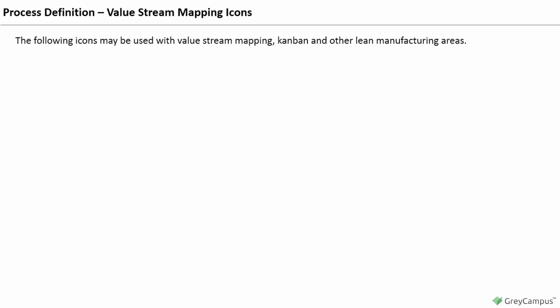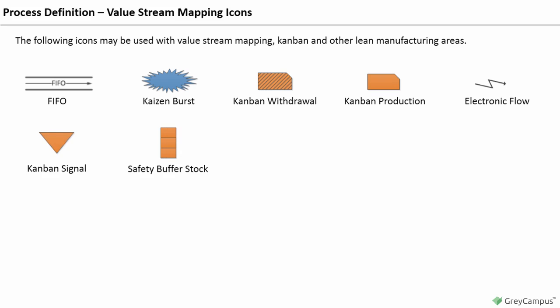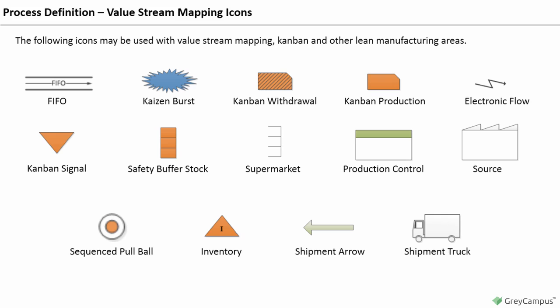Value stream mapping icons. The following icons may be used with value stream mapping, Kanban, and other lean manufacturing areas. FIFO, first in, first out, Kaizen burst, Kanban withdrawal, Kanban production, electronic flow, Kanban signal, safety buffer stock, supermarket, production control, source, sequenced pull ball, inventory, shipment arrow, shipment truck.